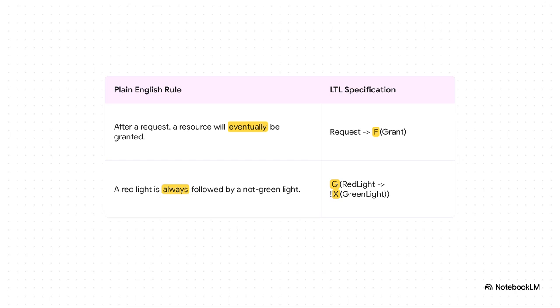Simple, right? Now the second one, for a traffic light, a red light will never be followed immediately by a green light. That looks a little more complex. G(red light → !X green light). Let's break it down. G means globally or always. So always if there's a red light, then the exclamation mark means not, and X means the very next moment. So not a green light in the very next moment. See how that works? We've just taken a vague English rule and made it a precise mathematical statement. There's no room for misunderstanding.